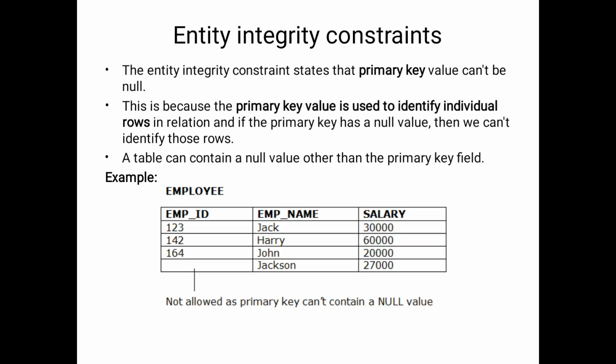For example, see the table below. Here we are declaring the column names as employee id, employee name, and salary. There are three columns, and in the employee id column, the last row is a null value. We cannot apply a primary key there. Why? Because under the entity integrity constraint, a primary key cannot be null. That's why we cannot apply a primary key on that column.